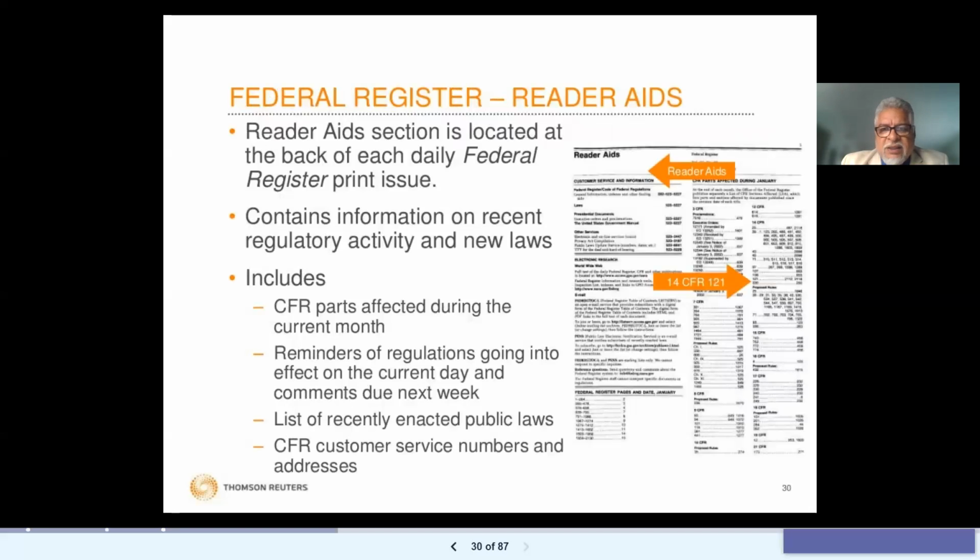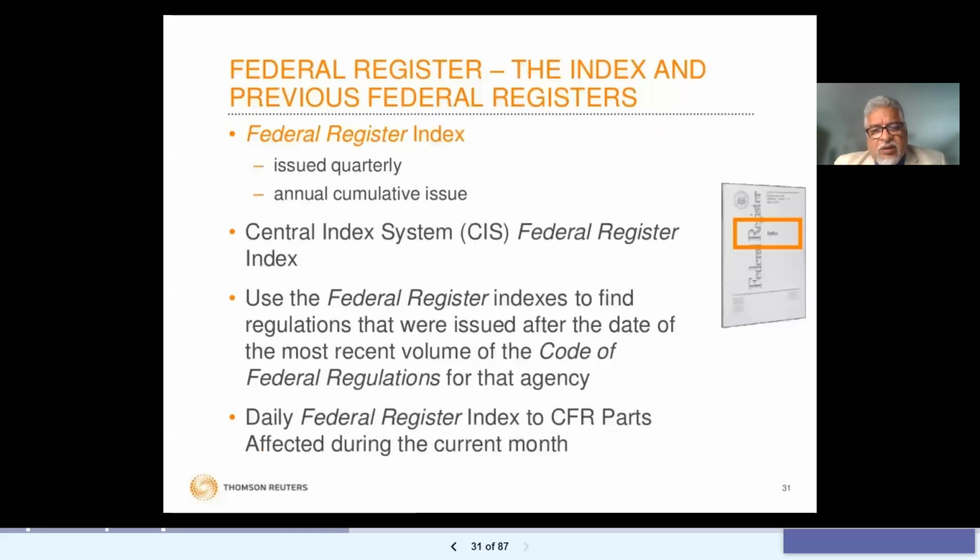There are reader aids, again, to tell you how to find it. And for example, if a particular regulation has a name or another service, it tells you how to find it, and it gives you a table so that if it has been changed, you'll be able to get the most recently enacted public law, okay, customer service phone numbers, etc.